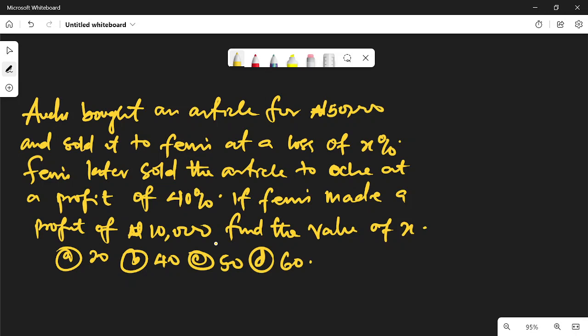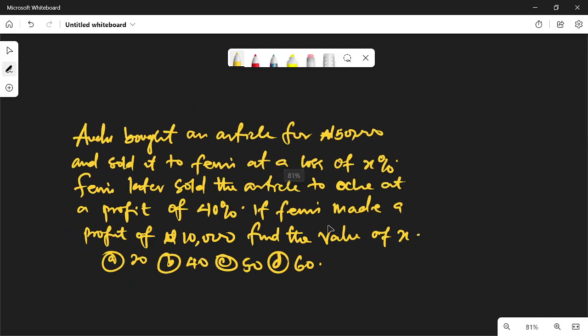So the question states that Audi bought an article for 50,000 naira and sold it to Femi at a loss of X percent. Femi later sold the article to Oche at a profit of 40%. If Femi made a profit of 10,000 naira, find the value of X. So how do we go about finding the value of X from this particular question?